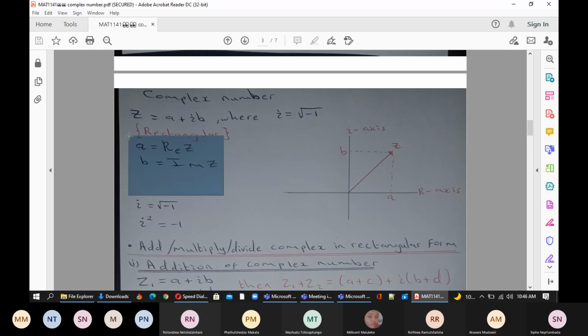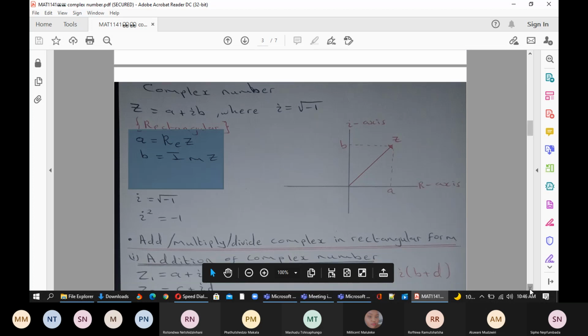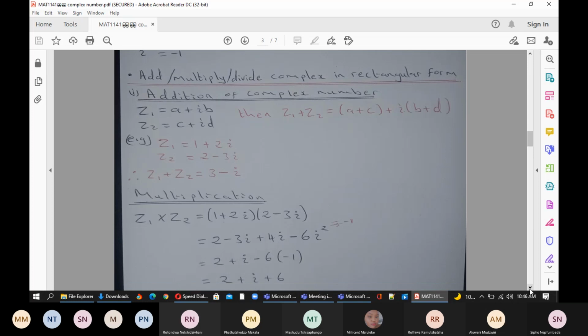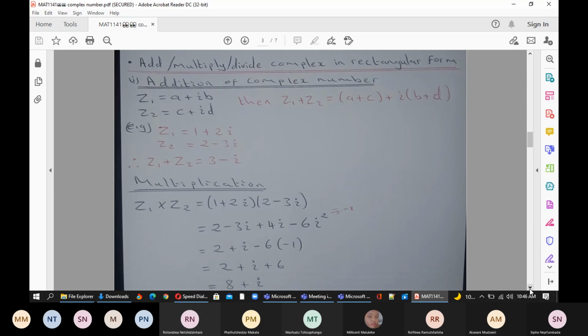Are we still together? I'm using my data here. If it cuts you, it means we are out of data, so you have to accept that, until we reach 11 o'clock.